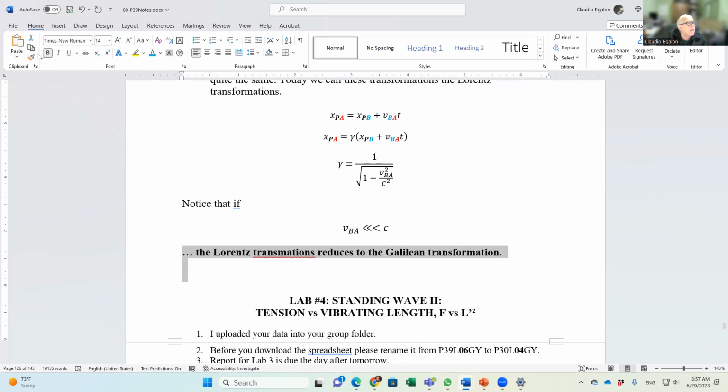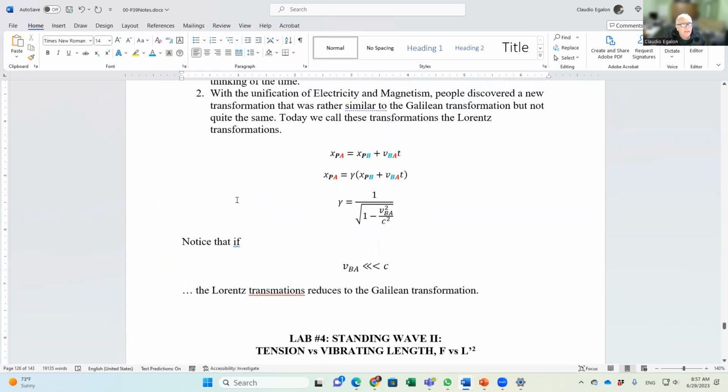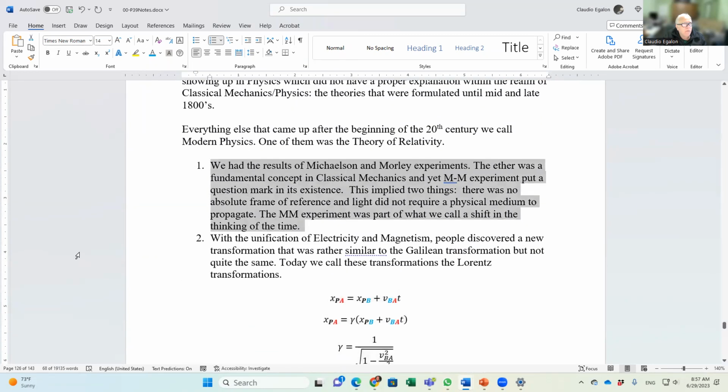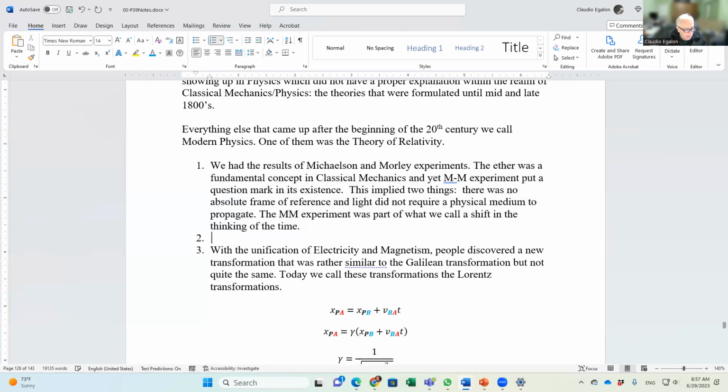And that was the state of affairs that Einstein, not just Einstein, but physicists were facing at the time. Einstein was aware of this transformation, but he was not aware of the Michelson and Morley experiments. When Michelson-Morley published their experimental results, someone else, his name was Fitzgerald.